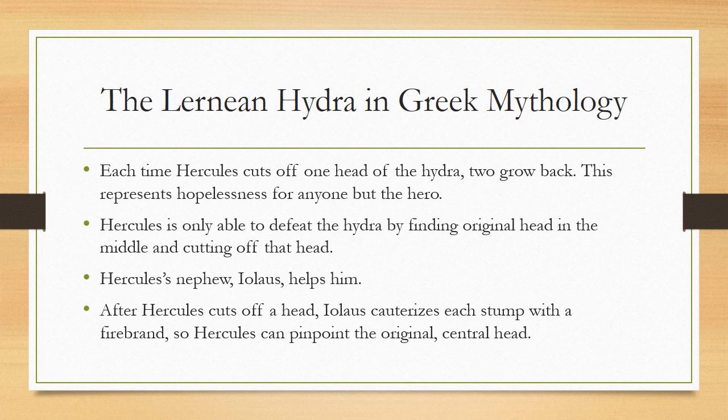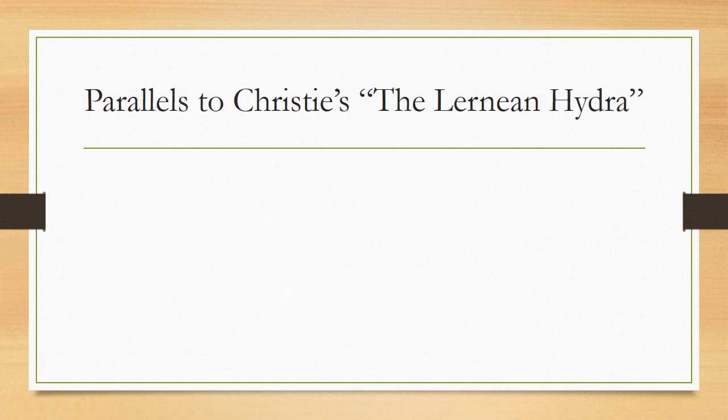Which, if you read this story for your homework, Poirot does. He eventually figures out a method to narrow down and find the right head. And he does it with help, just like Hercules does. So we've got as our themes hopelessness, the need to find the original or the correct head, and then having help from someone else to do that. Let's see how those themes show up in the short story, The Lernaean Hydra by Agatha Christie.